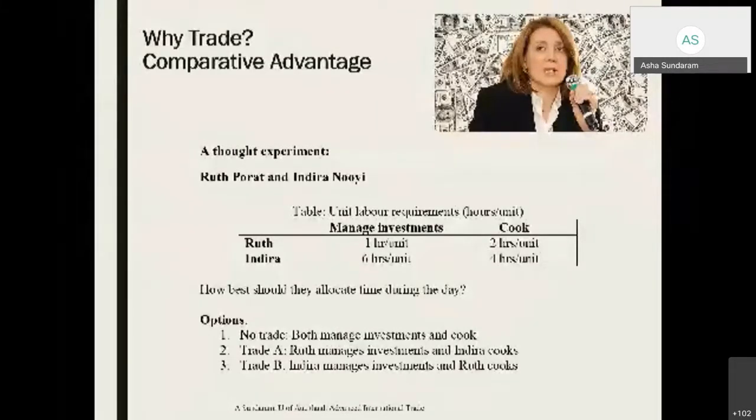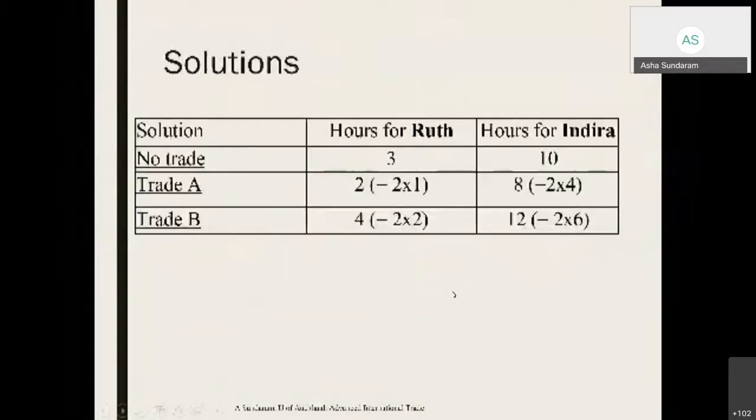Trade B is the opposite. So this is where Indira does the investments and Ruth cooks. Now, it is fairly straightforward to calculate the hours under each of these options for both Ruth and Indira, right? So if there's no trade, then Ruth is going to take 3 hours to do both her investments and her cooking. Okay? And Indira is going to take 10 hours, which is basically 6 plus 4, to do her cooking and investments.